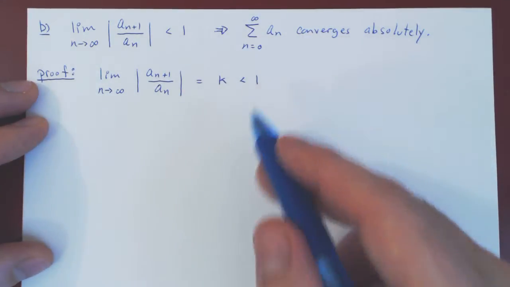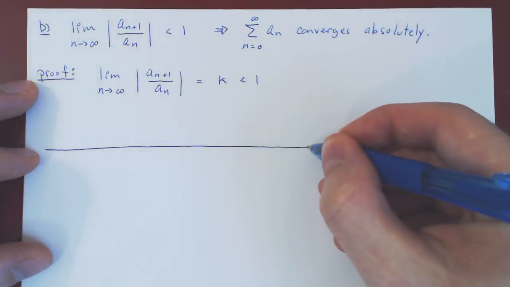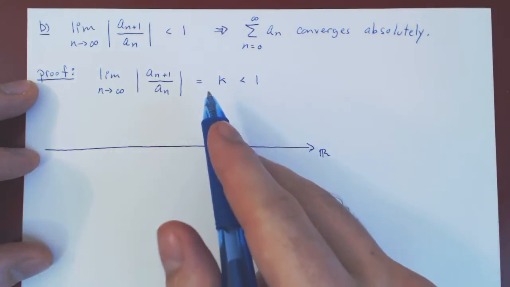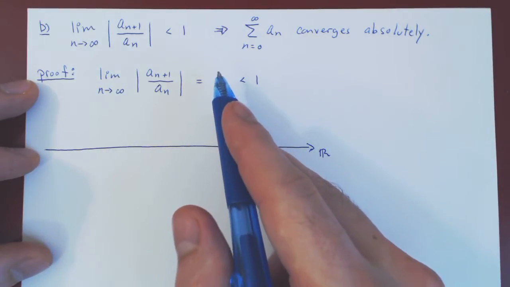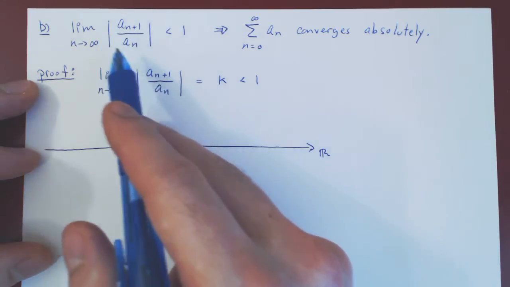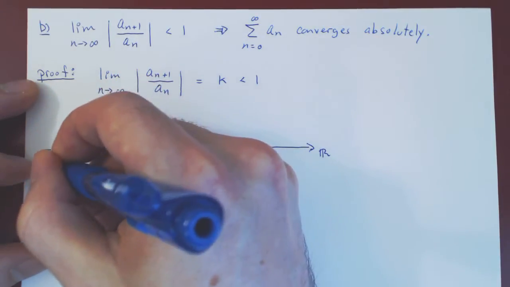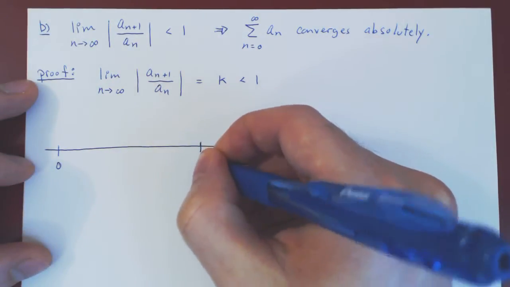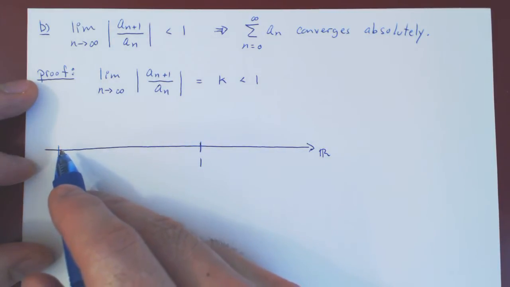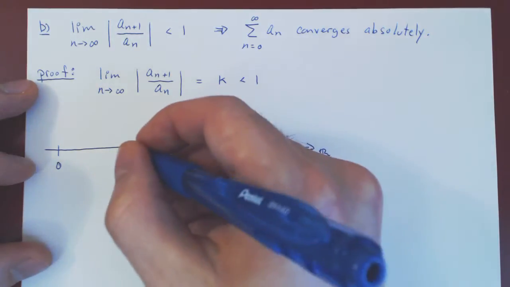And let's look at this on the real line. One thing that is clear is that k is non-negative because we take the absolute value. So let's look at 0 here. This is 1, and k is somewhere between 0 and 1. k may be equal to 0, we don't know, but it's strictly less than 1. Let me put k here.